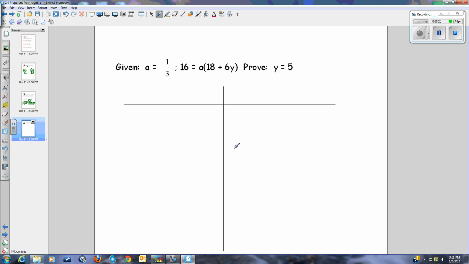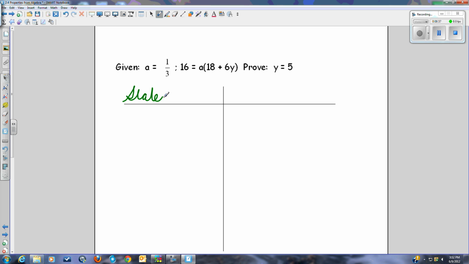We have another algebraic proof. You're going to be given, in this case, that a is equal to 1/3, and that 16 is equal to a times, in parentheses, 18 plus 6y, and you're asked to prove that y equals 5. So again, we're going to write down our statements and our reasons.